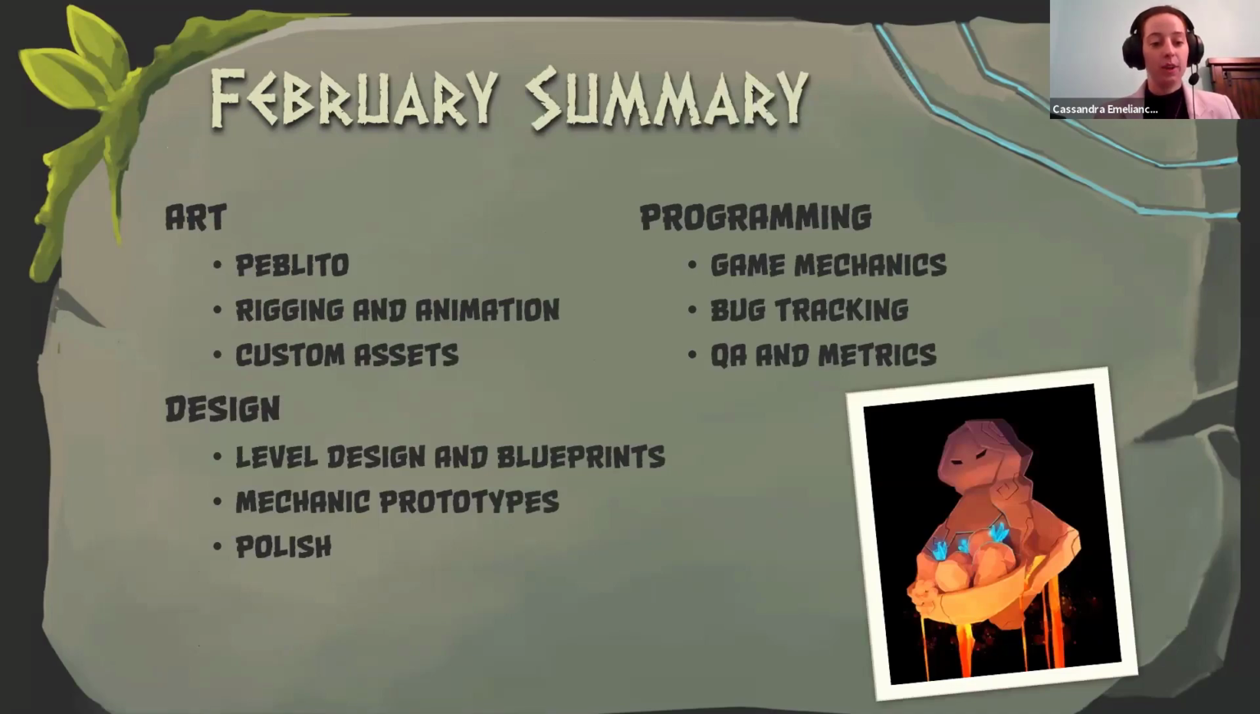A summary of the things that we worked on this month. For the art team, they worked on Peblito and getting him rigged and animated, as well as some custom environment assets. The design team was working on level design and blueprints, as well as prototyping a few mini mechanics and polishing those mechanics. The programming team was working on some of our larger mechanics within the game and also began bug tracking and working on some tools for QA and metrics.